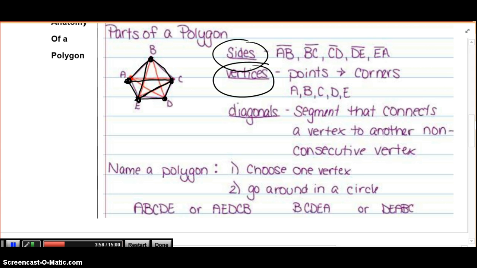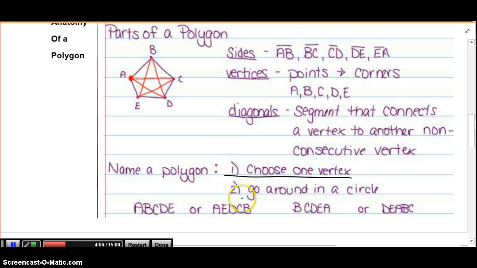Next, naming a polygon. Here's the easiest way that I can describe it for you, ladies and gentlemen. Choose one vertex, and then just go around in a circle. So here, like you see in the bottom, you got something like A, B, C, D, E, and the respective. I started at A, I pick one point, and I go around a circle.